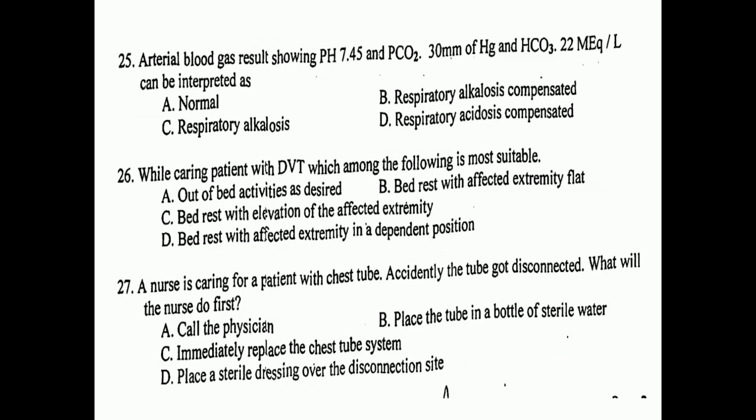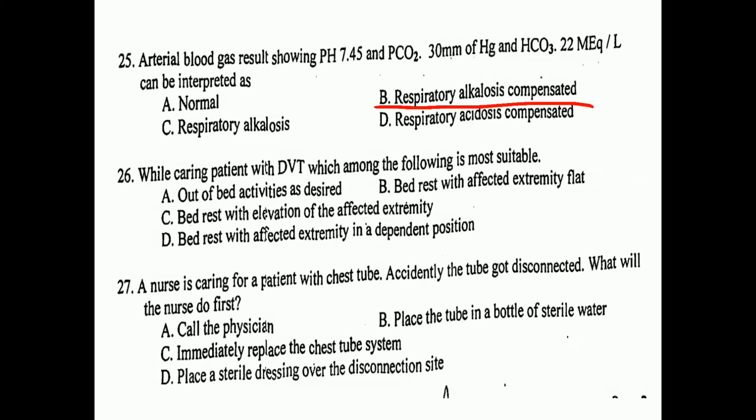Question number 25. An arterial blood gas result showing pH 7.45, PCO2 30 and HCO3 22 can be interpreted as: the given options are normal, respiratory alkalosis compensated, respiratory alkalosis, respiratory acidosis compensated. So the correct answer is option B, that is respiratory alkalosis compensated.